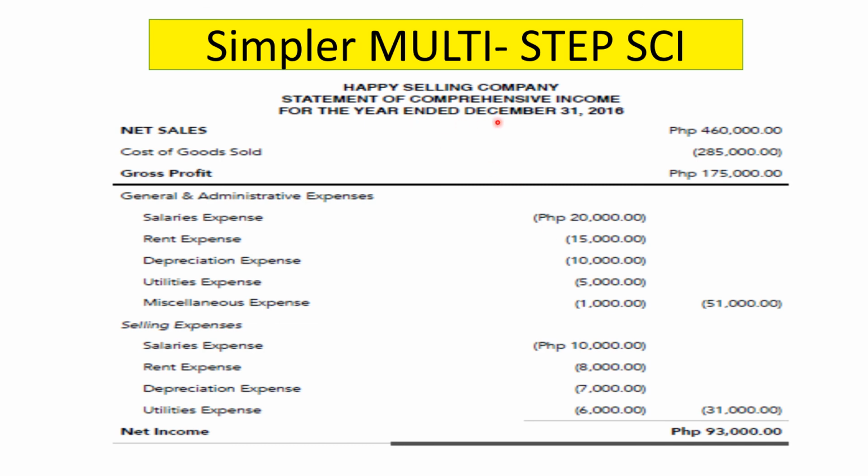So this is a simpler multi-step SCI. This is the example of a simpler version. If you can observe, we have here the heading. We have here also the net sales. And if we take a look at the cost of goods sold, it is not really itemized. So we only write here the amount of cost of goods sold. We do not itemize the items under the cost of goods sold. So that's the simpler version. We have here the gross profit and the net income.